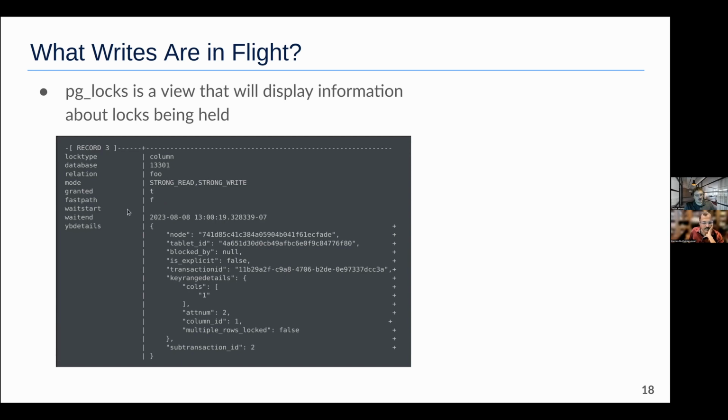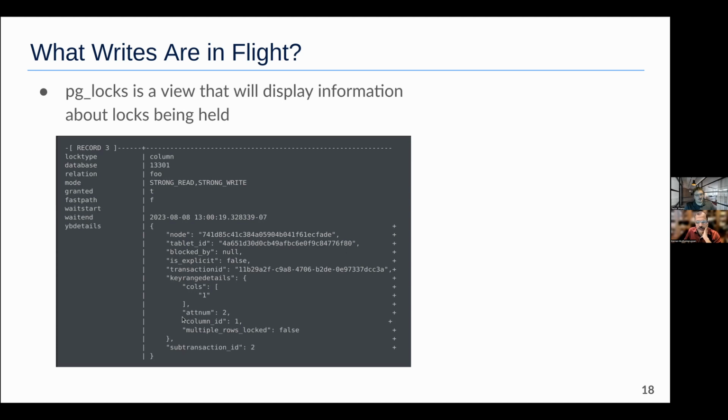You have wait start for when the transaction began waiting, and that's filled in if the lock hasn't been granted yet. And then you have wait end for when the actual record was written. And then you have in YB details all of the details that help you identify things like which transaction this is, what node it is on, what tablet has the lock, what column has been locked.